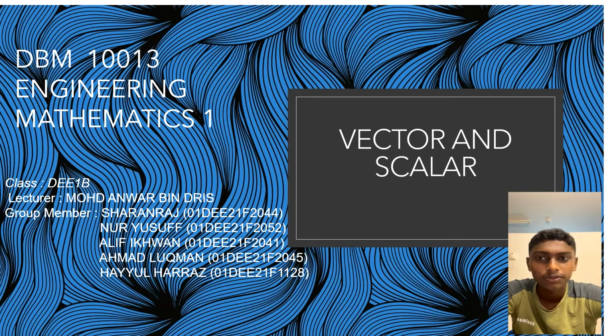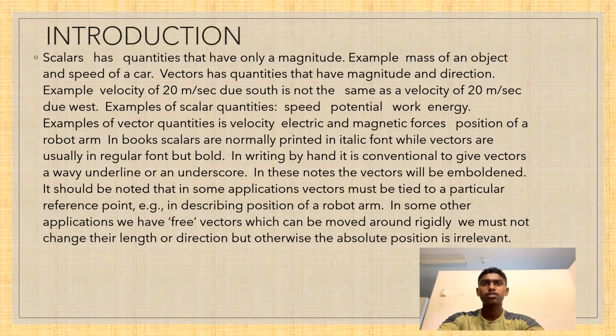Today we are here to present Engineering Mathematics Chapter 5: Vector and Scalar. Introduction. Scalars are quantities that have only a magnitude. Examples: mass of an object and speed of a car. Vectors are quantities that have magnitude and direction.